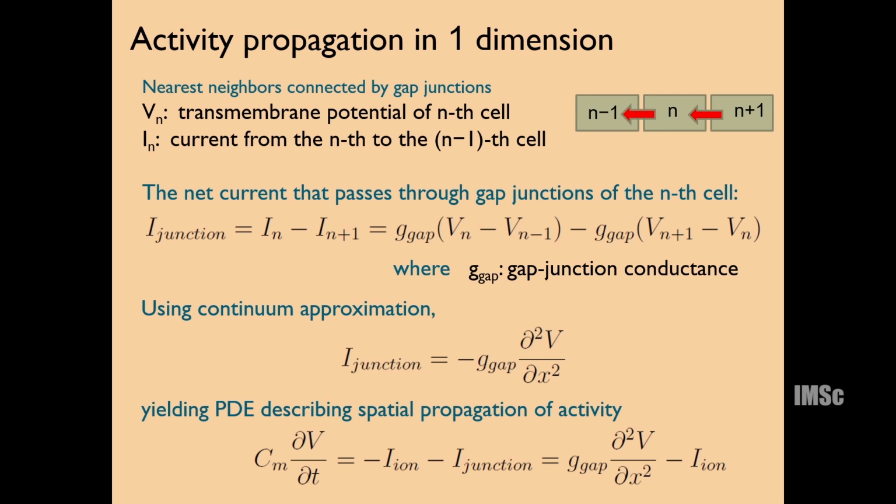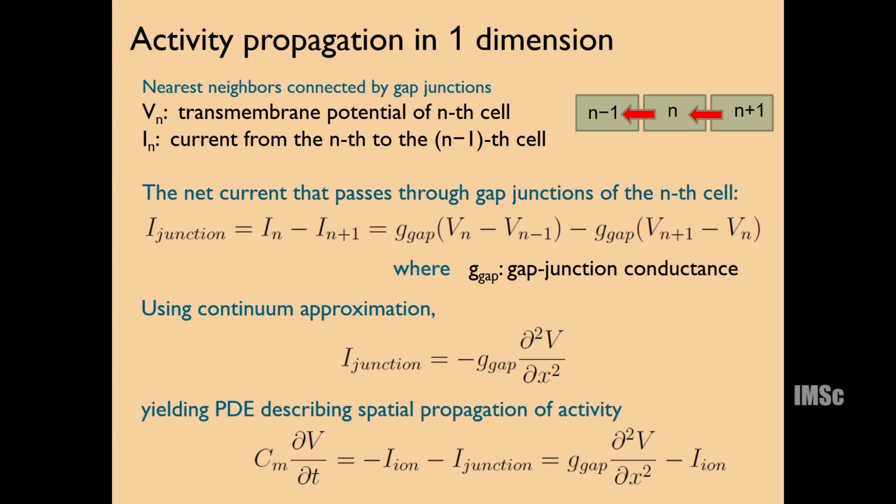For the axon, of course, this is just the axial conductance, it is not the G gap. The current that is flowing between the nth and the n plus 1th element is used to find out the net current that will pass from one element of the axon to the next element of the axon. This is simply the corresponding axial conductance times the difference of the membrane potentials of the corresponding regions.